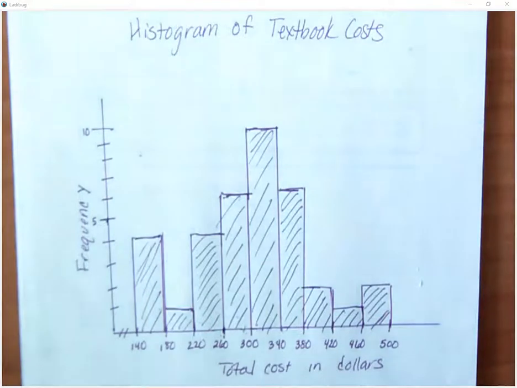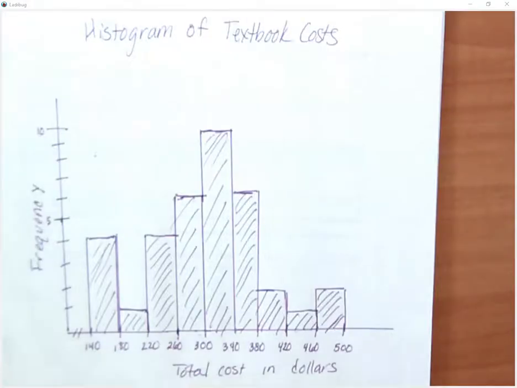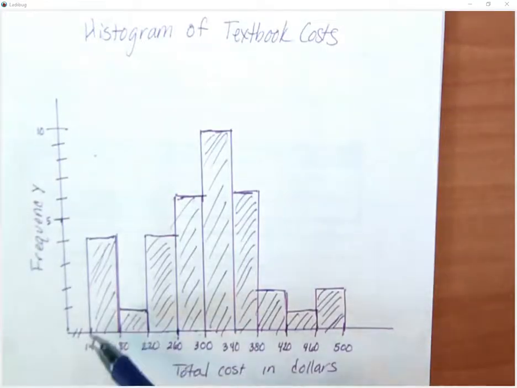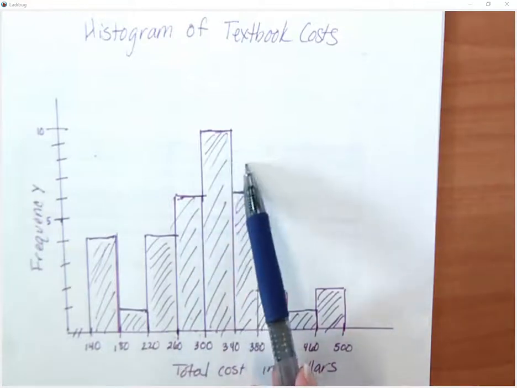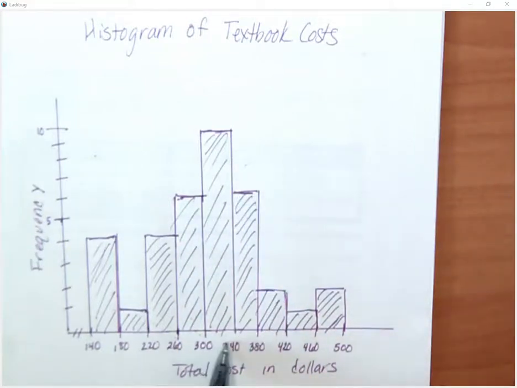Okay, so here is that histogram in full. So double check yours against mine, and let me know if you have any questions about that. Okay, so I just want to take a second to talk about the shape of this. You can see where this is a little bit high, but then it drops down. But the general shape is it peaks up here between $300 and $340 and then drops off again.